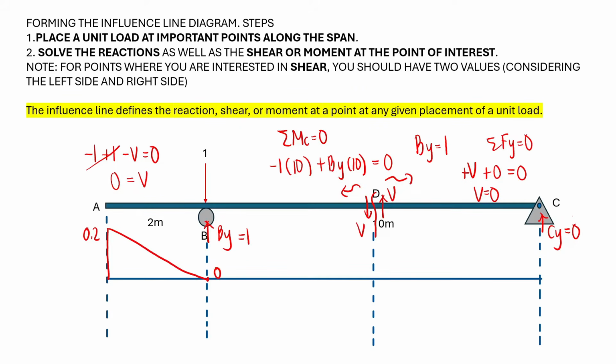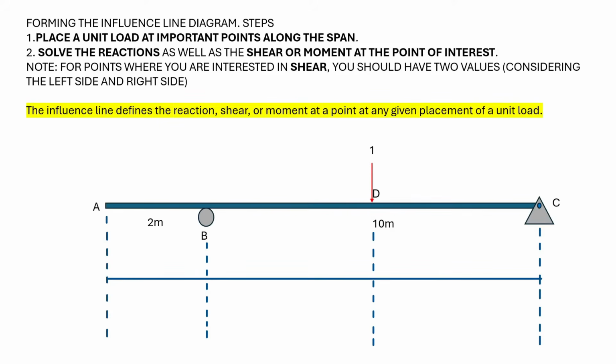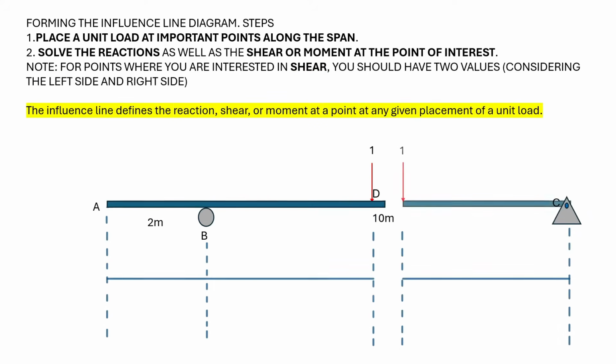Now for our next point, we will now move the unit load at D. And so we have this. Now again, this is 0.2, and then this is 0. And so now, we have to recall this concept. For points where you're interested in shear, you should have two values, considering the left side and the right side. Now what do I mean by this? In placing the unit load at D, we can actually make this cut. And then if we'll make that cut, then we can separate our beams into two. And so we have this.